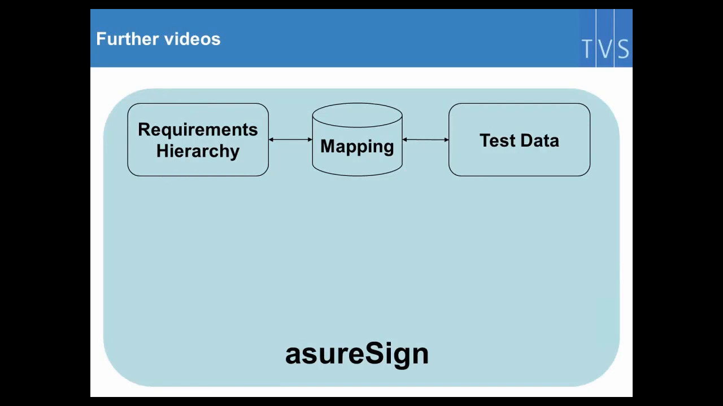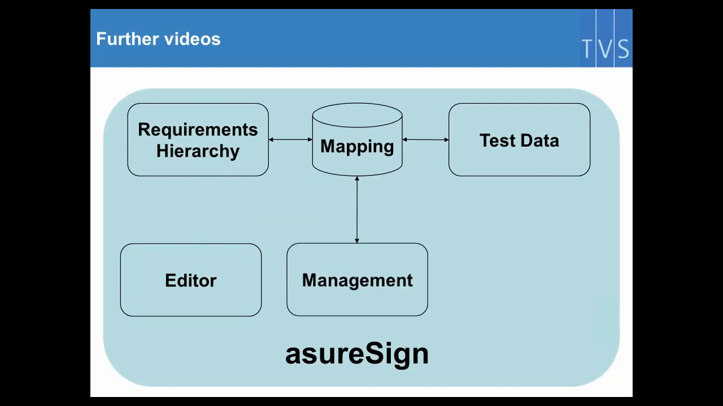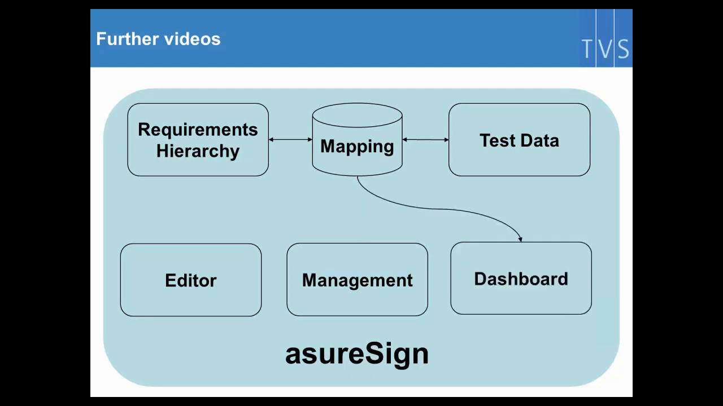In our other videos, we will show you further features of asureSign, how our editor can allow you to edit information regarding the mapping and the requirements hierarchy within asureSign. Our management features will show you how you can define different levels of sign-off, different percentages we need for our coverage data, and different pass-fail criteria we need for our regressions and our tests. Finally, we'll show you how all that information can be displayed on our dashboard, allowing you to manage your project towards sign-off.